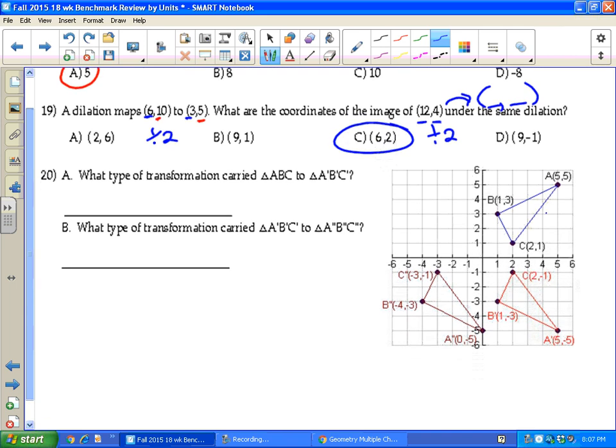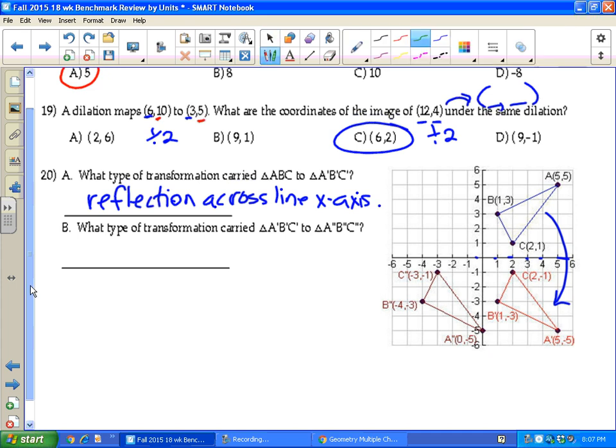What type of transformation carried triangle ABC to A prime, B prime, C prime, which means I'm going from here to here? It looks like I have a reflection. It's like I flipped it just across. If I folded my piece of paper across the x-axis, I would end up with that new A prime, B prime, C prime triangle. So it's a reflection across the line, x-axis.